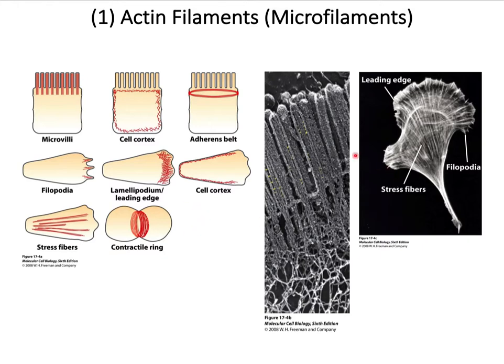Here is a fluorescence micrograph showing the actin filaments within the cell. So this is a fluorescence micrograph, and this is an electron micrograph. You can easily see and appreciate the actin filaments in each of these structures. Here you can see some stress fibers, and this is the leading edge, which is the filopodia. And here you have the microvilli and a thick, dense network of actin towards the bottom.